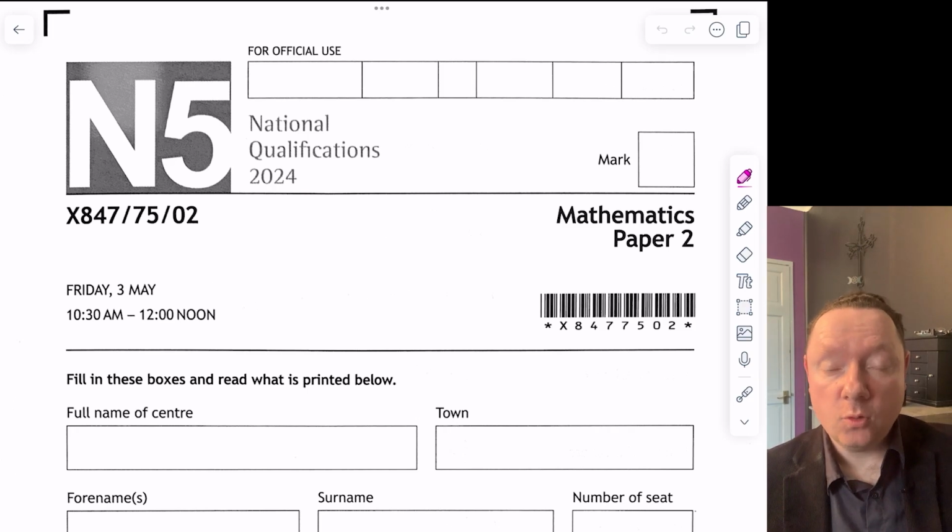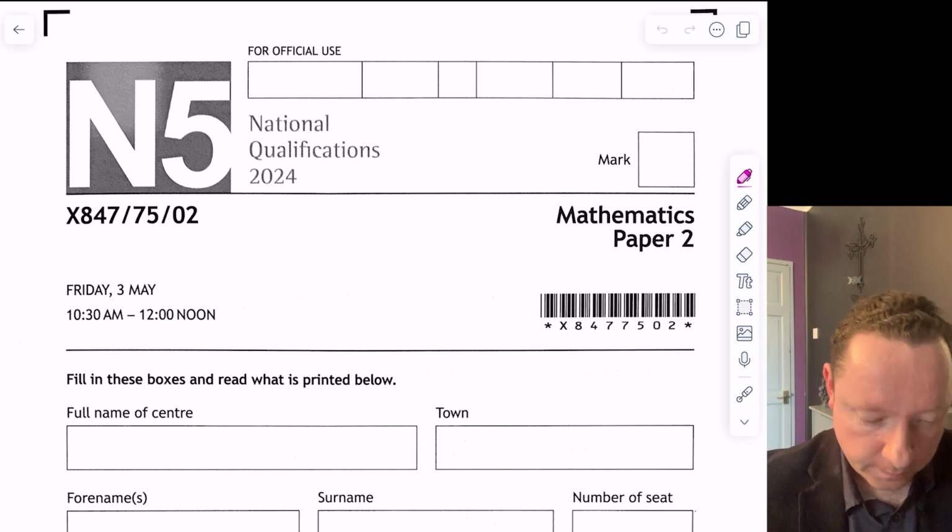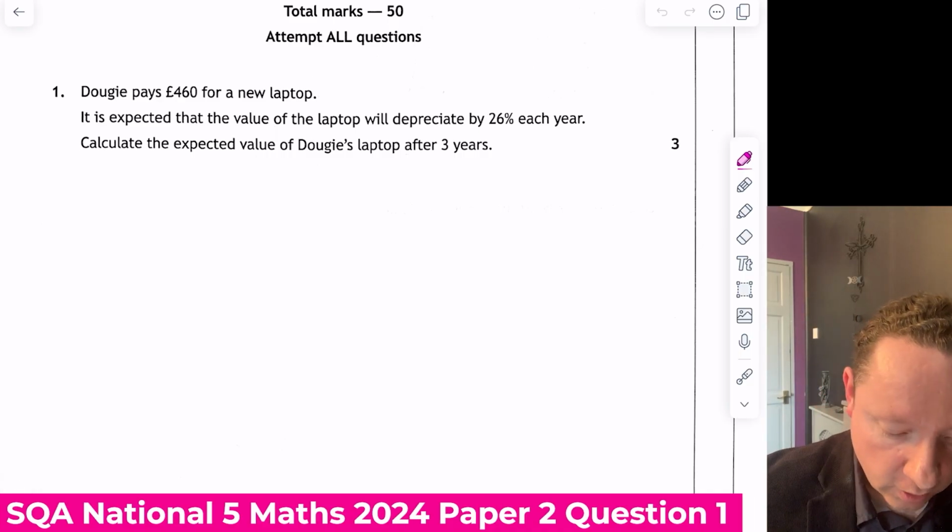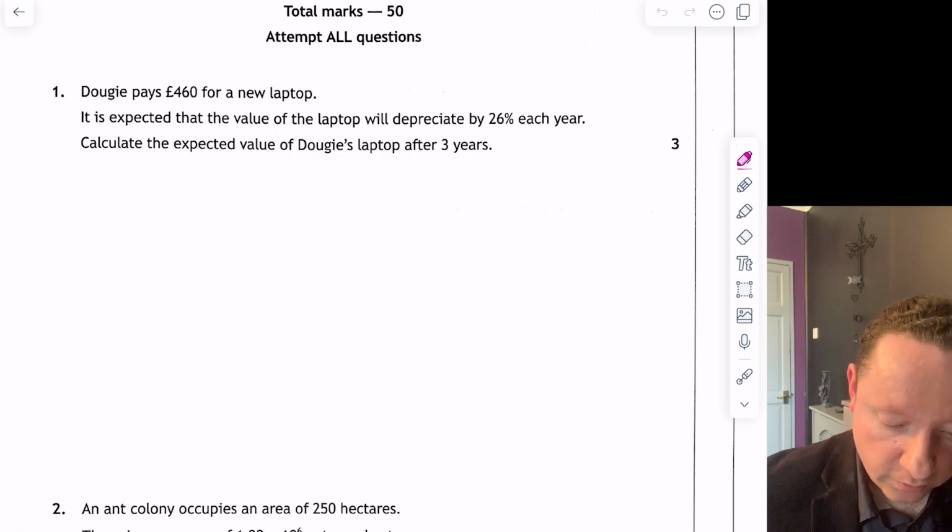SQA National 5 Maths 2024 Paper 2, the full solutions right here, right now. Let's go. Question 1. Dougie pays £460 for a new laptop. It's expected that the value will depreciate by 26% each year. Calculate the expected value after 3 years.